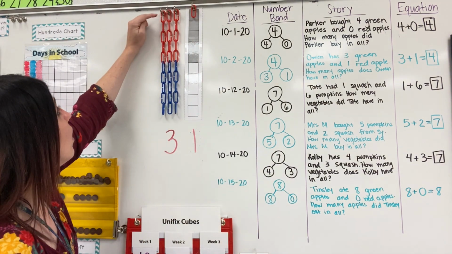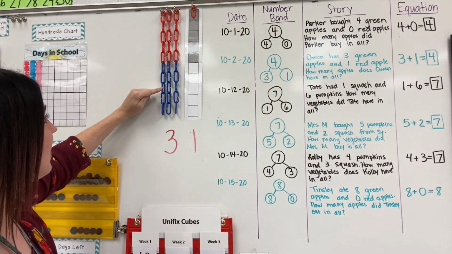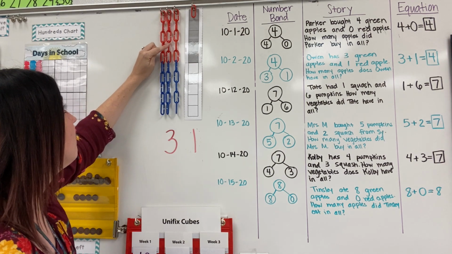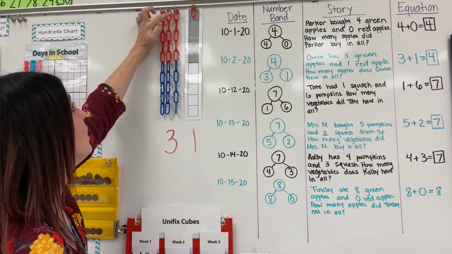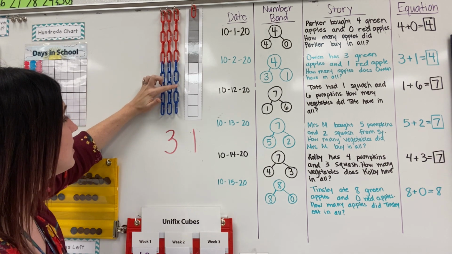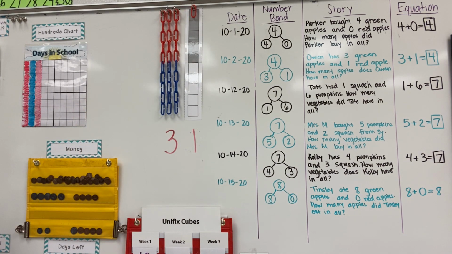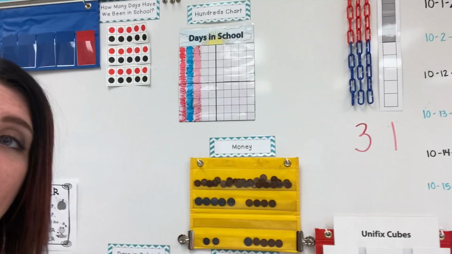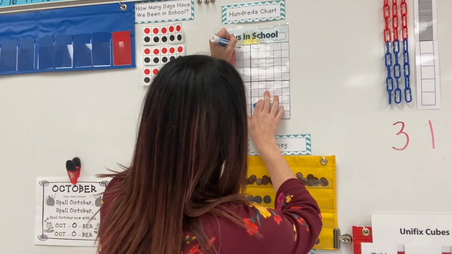Ready? 1, 2, 3, 4, 5, 6, 7, 8, 9, 10, 11, 12, 13, 14, 15, 16, 17, 18, 19, 20, 21, 22, 23, 24, 25, 26, 27, 28, 29, 30, 31. Very good. Now, for our first graders, we're going to put an X in our chart to show another day of school.